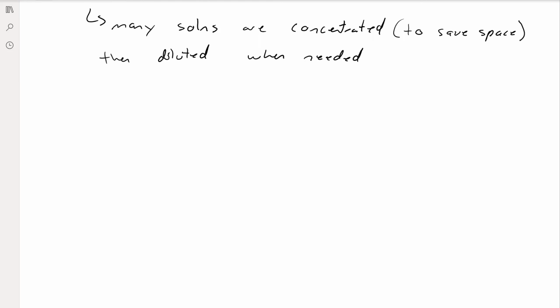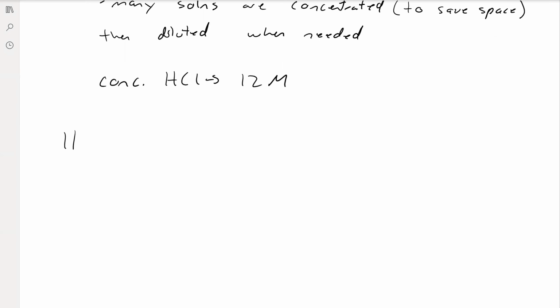For example, concentrated HCl is approximately 12 molar. So back in the stock room, right, we have 12 molar HCl. And then in lab, all of you use different concentrations of the HCl, but that came from that 12 molar stock solution, and then it was diluted, right? So let's take a look at a problem. You have 12 molar HCl. You want 3 liters of 2 molar.